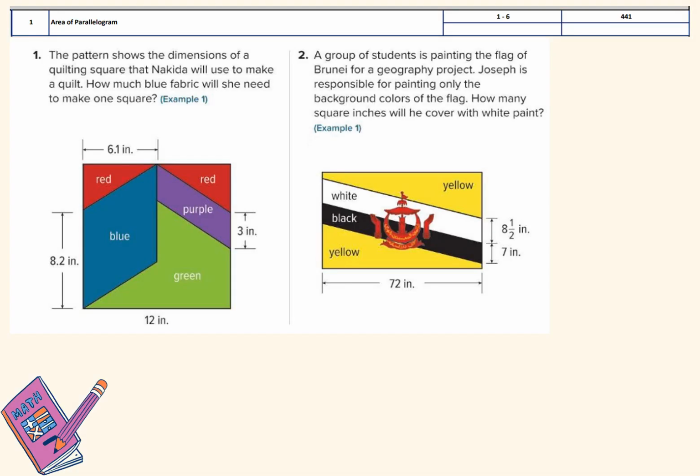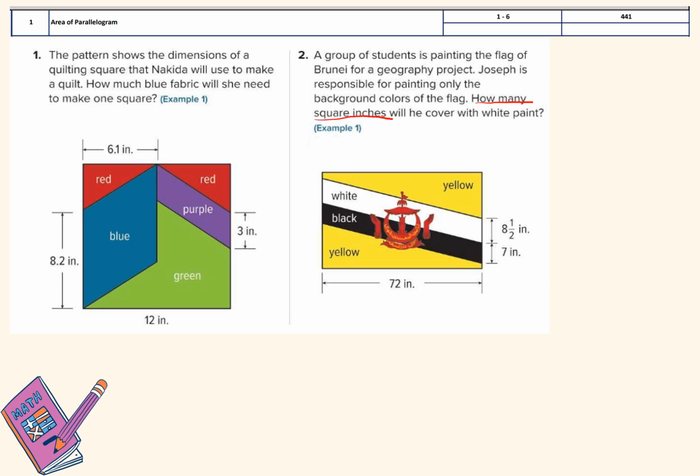These two questions have the same idea, so I'll be solving one of them. I'll be solving question number 2. A group of students is painting the flag of Brunei for a geography project. Joseph is responsible for painting only the background colors of the flag. How many square inches will he cover with white paint?